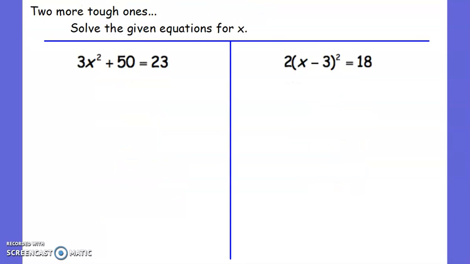Now, again, go ahead and try these two. I will give you a hint for the second one. Do not FOIL. Think about how you can just undo the operations that are already present.